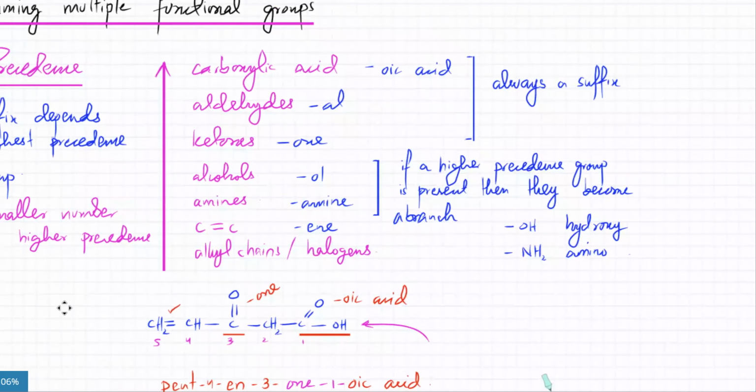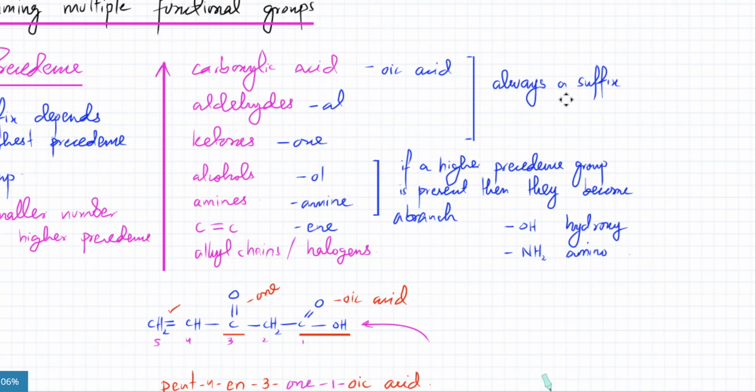So remember, one very important point is that if you have a carboxylic acid and you've got a ketone as well, I said that when we wrote the precedence order, they always remain a suffix. They would still remain a suffix. So you're going to have 2 suffixes. For the alcohol, it changes. If a higher precedence group is present, then they become a branch. They become a hydroxy branch. They become an amino branch. The aldehyde and ketones then never become a branch. They would still be a suffix.